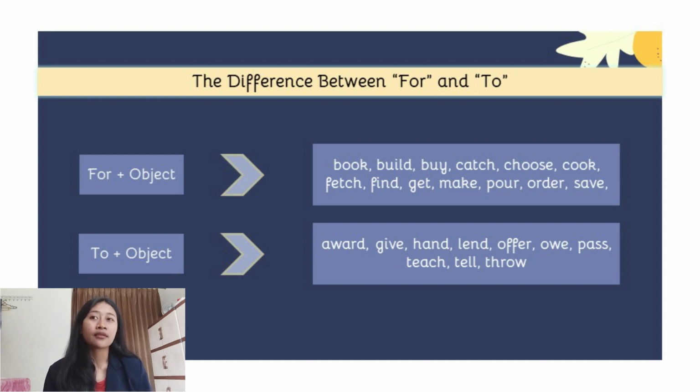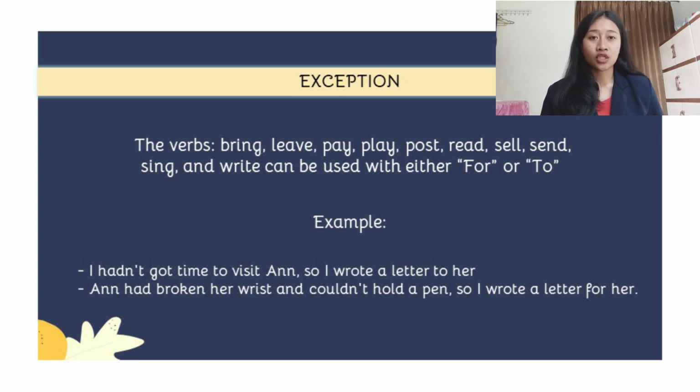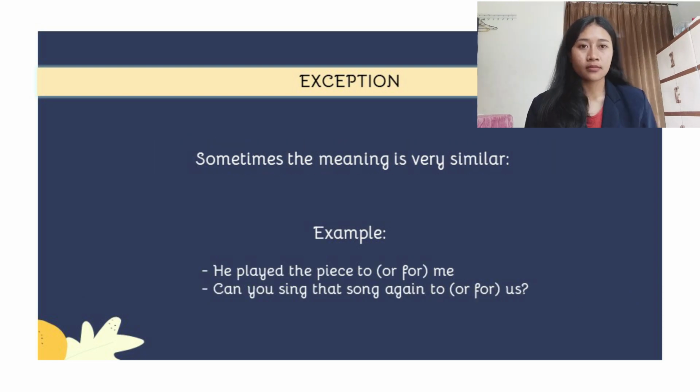teach, tell, and throw. Next, there is an exception for some verbs that can be used with either for or to. They are bring, lend, pay, play, post, read, sell, send, sing, and write. For example, I hadn't got time to visit Anne, so I wrote a letter to her. And we can compare with: Anne had broken her wrist and couldn't hold a pen, so I wrote a letter for her. So we can use either for or to with the verb wrote.